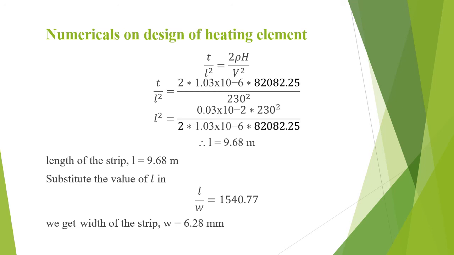Next, we have the equation of t by L square equal to 2 rho H by V square. Substituting for the known terms t, rho, H and V square, we get L square equal to 0.03 into 10 to the power minus 2 into 230 square by 2 into 1.03 into 10 to the power minus 6 into 82,082.25. Therefore, L is equal to 9.68 meter. That is, the length of the rectangular strip is 9.68 meter. Substituting the value of L in the equation L by W equal to 1540.77, we get the width of the strip W as 6.28 millimeter.